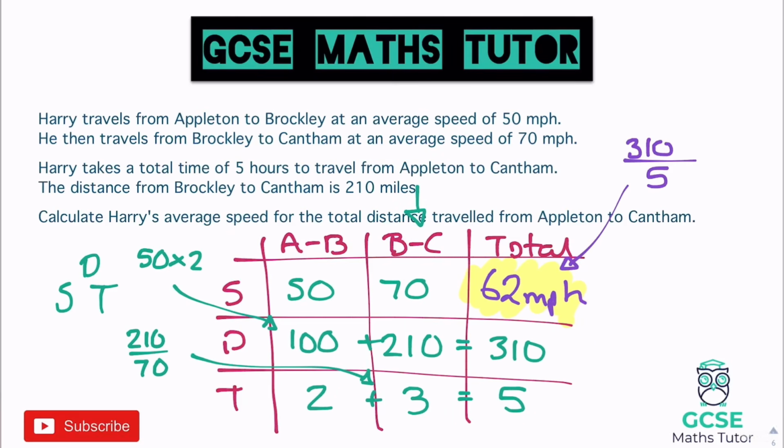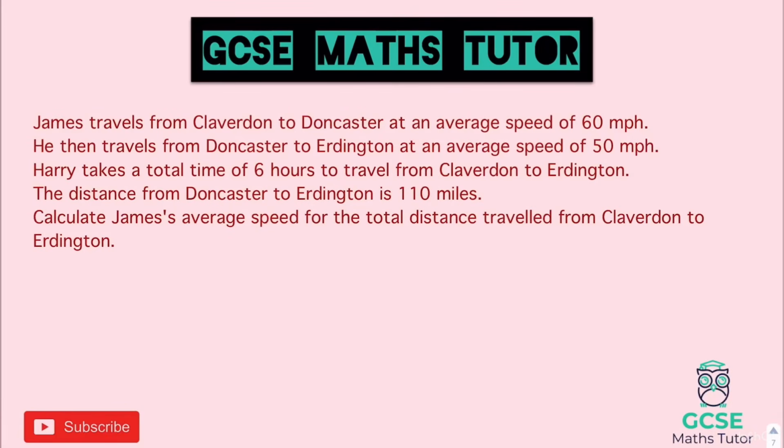There we go. And also thinking about the logic here, that is in between 50 and 70, so our answer makes sense. And you should always be thinking about that. Does my answer make sense? Is it somewhere in the middle of the two? So there we go. That is another type of question there. And then here is one for you to have a go at. Okay, so here's your question. So pause the video there, have a go, and we'll go over the answer in a sec.